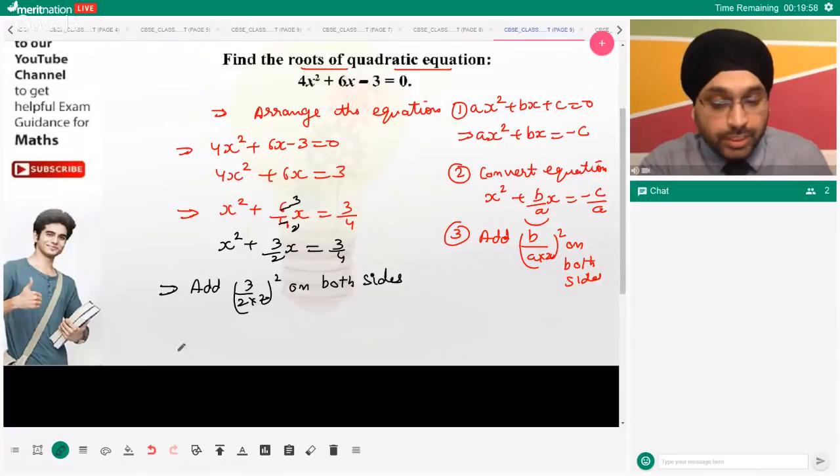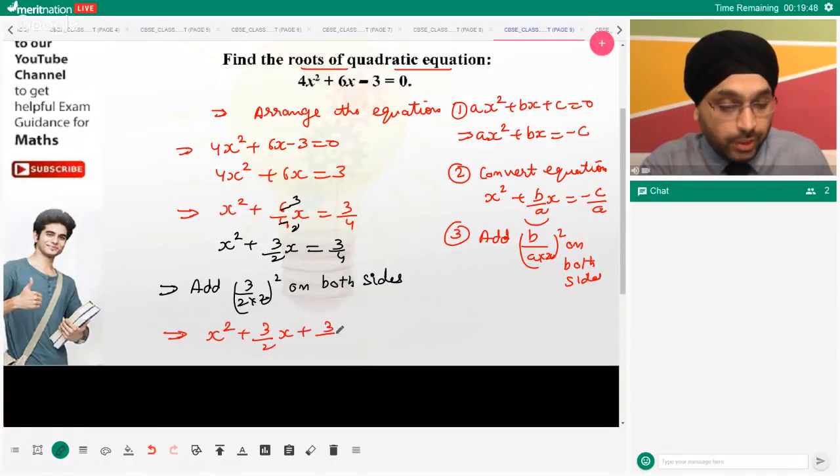Great. So, guys, this means what? Further, we can write this like this now: x square plus 3 by 2x plus 3 by 4 square equals to 3 by 4 plus 3 by 4 whole square. So that's what we need to do.